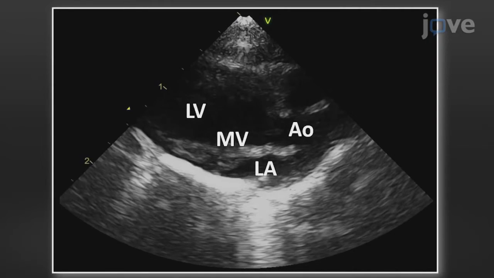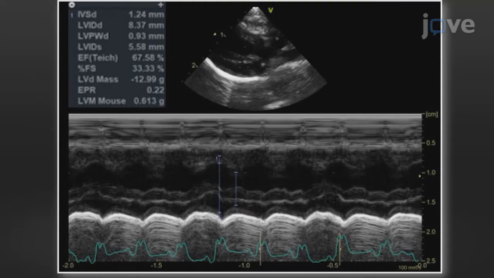The parasternal window long-axis view allows accurate measurements of the left ventricle interventricular septum thickness in diastole, left ventricle internal diameter in diastole and systole, posterior wall thickness, fractional shortening, ejection fraction, left ventricle mass, and parietal thickness.